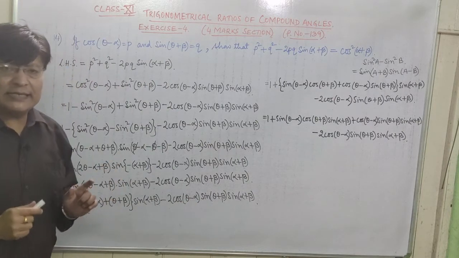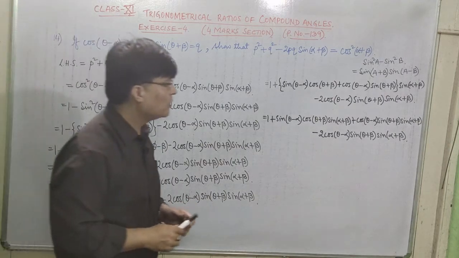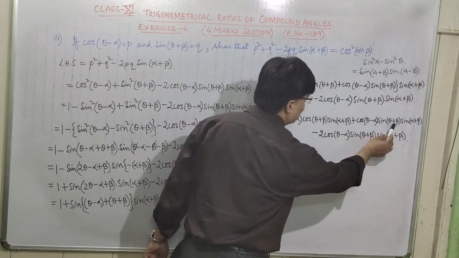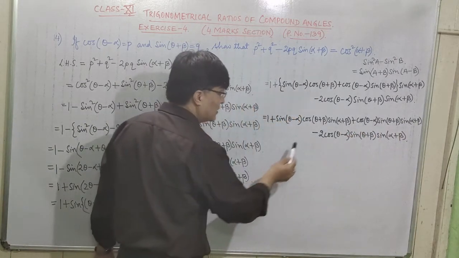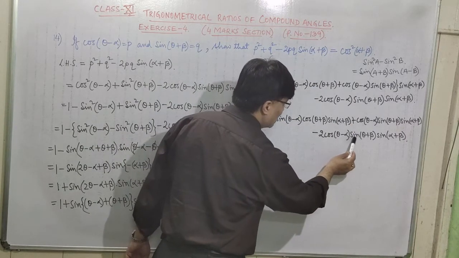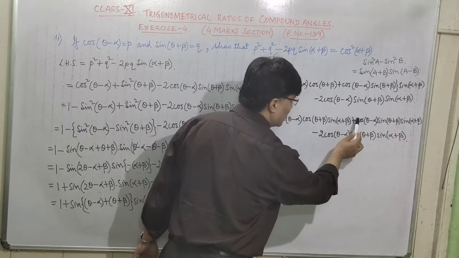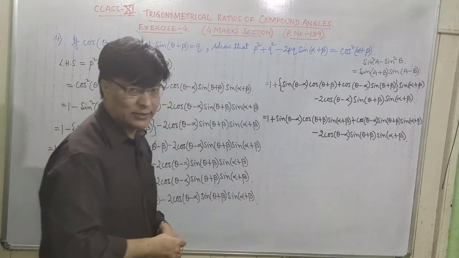So is there any term you can simplify? Which are the similar terms here? Cos theta minus alpha sine theta plus beta sine alpha plus beta, and minus 2 cos theta minus alpha sine theta plus beta sine alpha plus beta. These are two similar terms, but they have opposite sign. You can subtract them, isn't it?